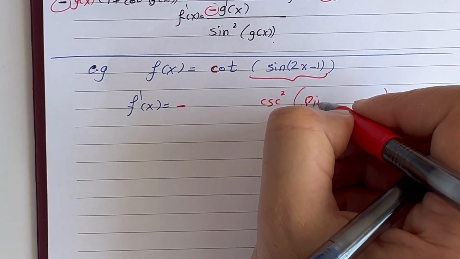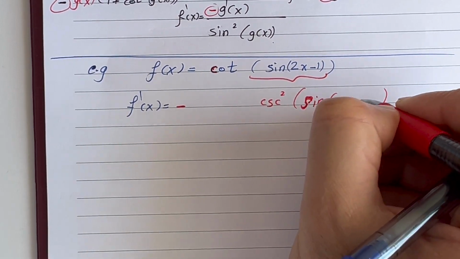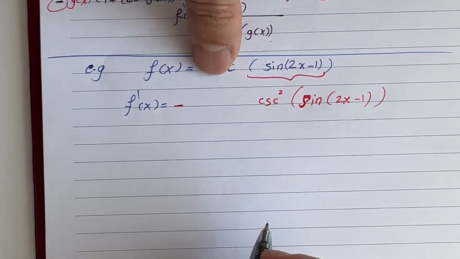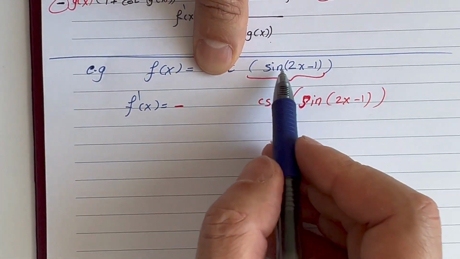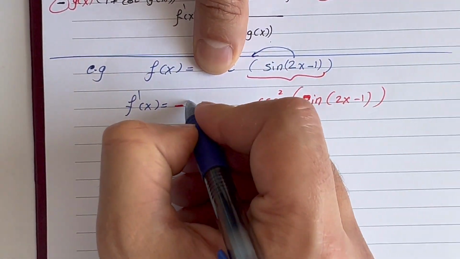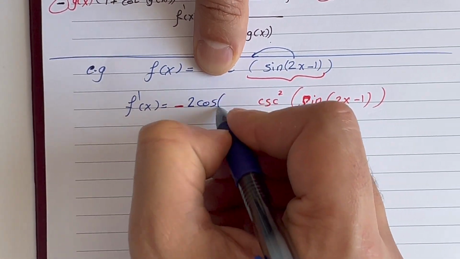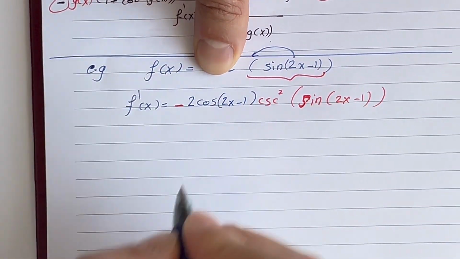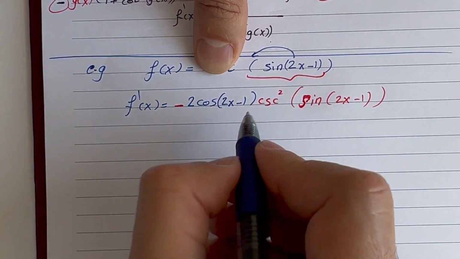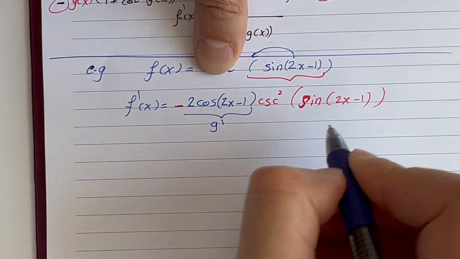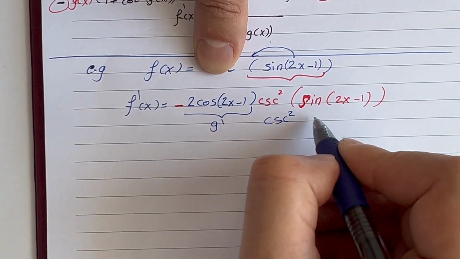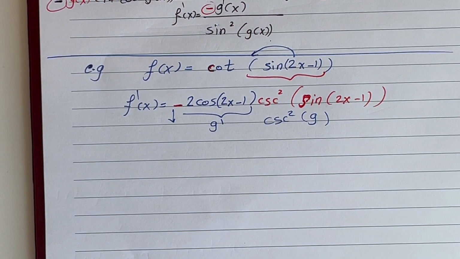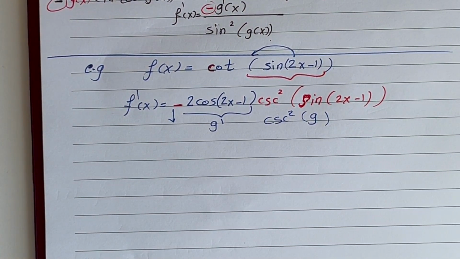So sin(2x minus 1). And now what is the derivative of this angle? See, I will hide the cotan now. What is the derivative of this angle? 2 cosine, the same angle inside this angle will stay the same, 2x minus 1. So this is all g prime, and this is cosec squared g, and this is the minus. It is easy. You cannot simplify this more than that.